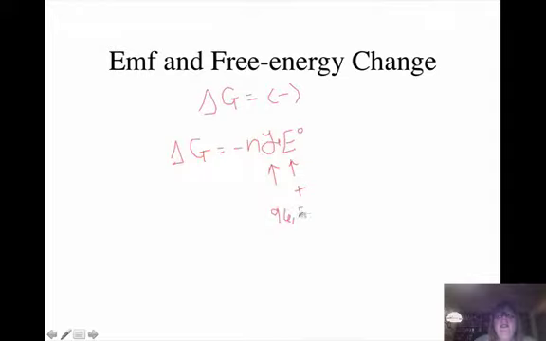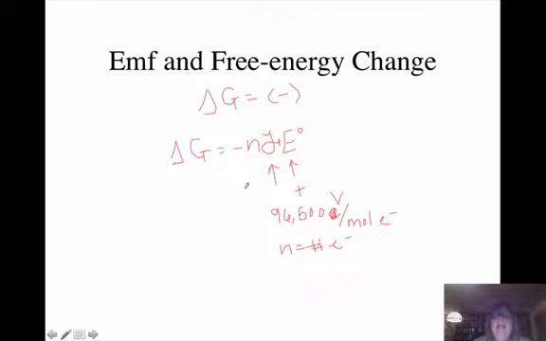It's given to you. It's 96,500 coulombs per mole of electrons. And n is the number of electrons that are transferred. And so, when you're balancing that redox reaction, however many electrons you have to balance them out, that's what your value of n is.